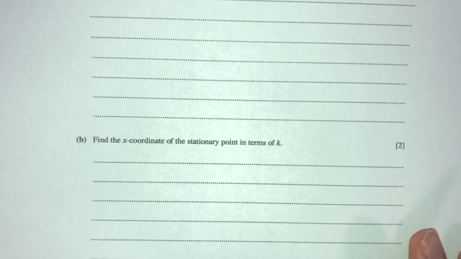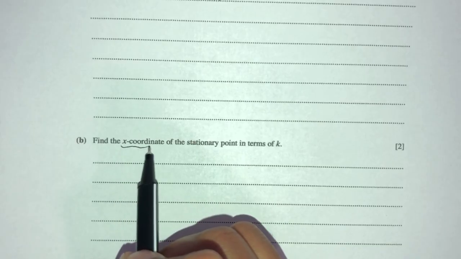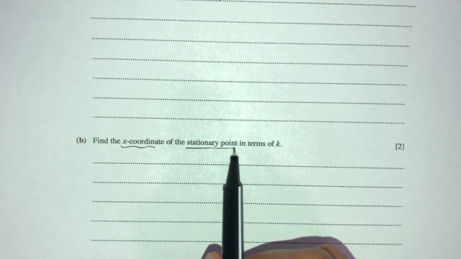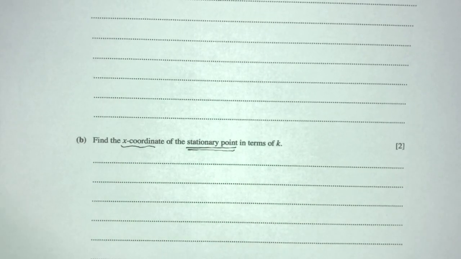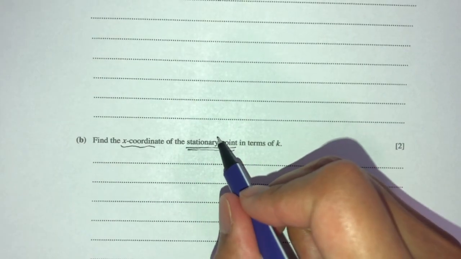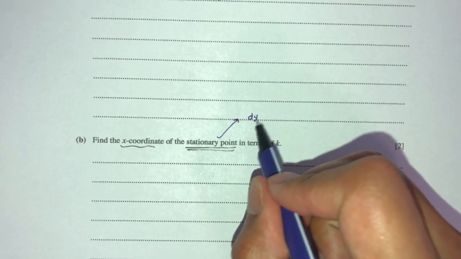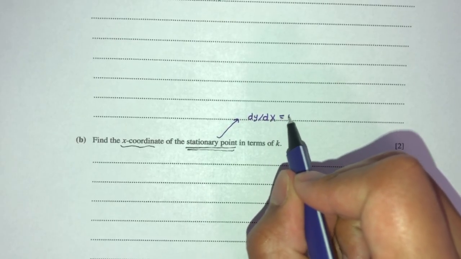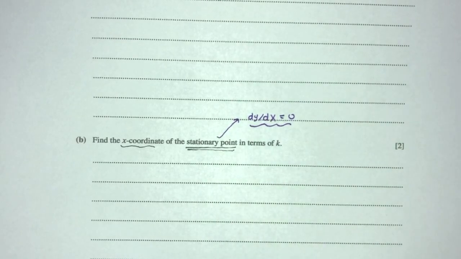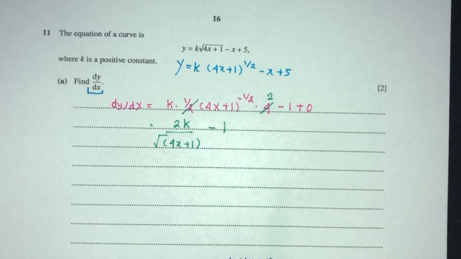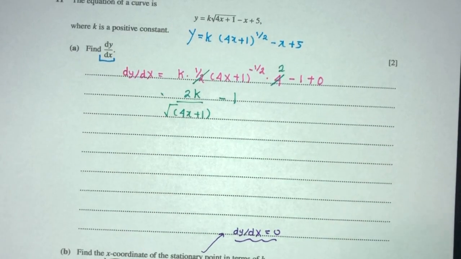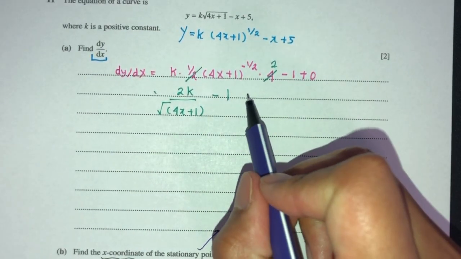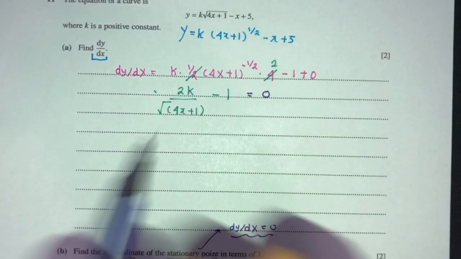Now for part B, we have to find the x coordinate of the stationary point. So we have to use it as a hint to do what? To know that at stationary point, what do we know? dy by dx has to be 0. So you use this as a hint. Okay, so let's equate that to 0. Again, I'm continuing this here because I have more space. So I equate that to 0 to find the stationary point.